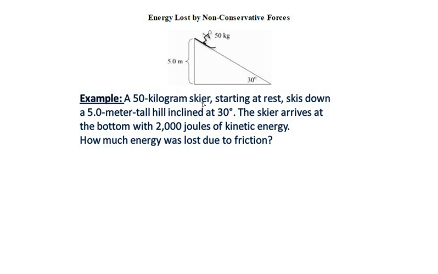A 50 kilogram sphere starts at rest. The velocity at this point is 0, then the kinetic energy is 0 as well. Skis down a 5 meter tall hill inclined at 30 degrees. The sphere arrives at the bottom with 2000 joules of kinetic energy. The kinetic energy at this point is given. It is 2000 joules. And we know that the potential energy at this point is 0 because it's the lowest point. The height is 0 at this point. How much energy was lost due to friction? We need to find the lost energy.